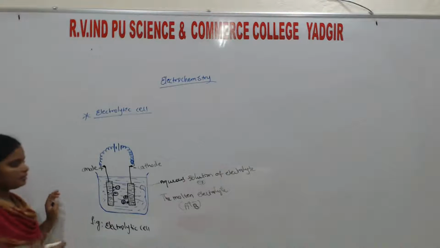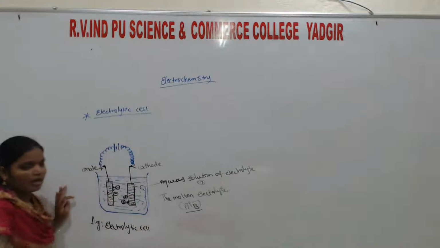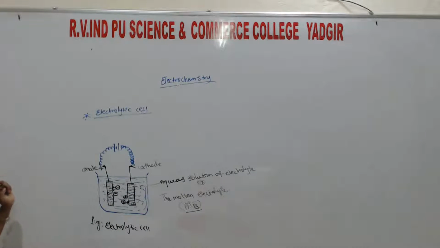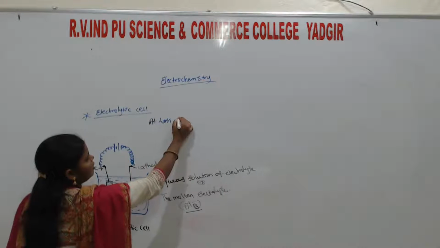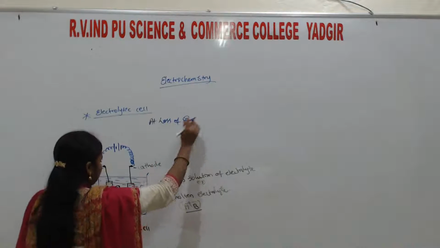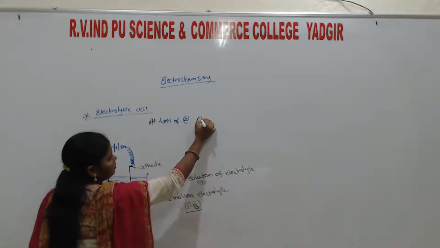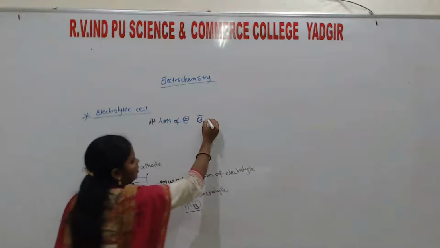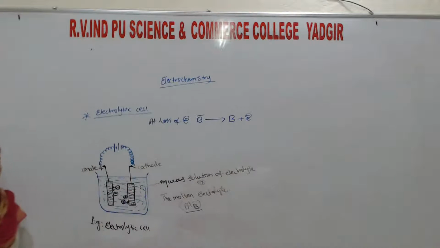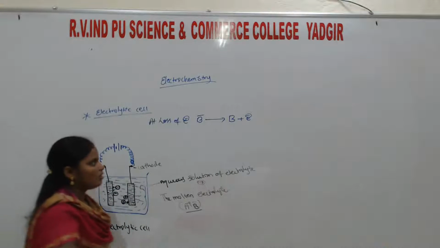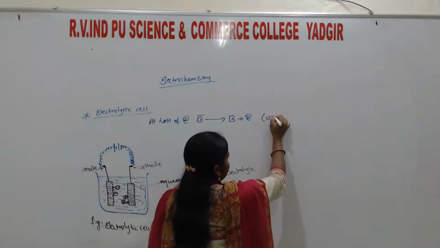Here you take A positive and B negative. There is loss of electron at the anode: B minus loses an electron to give B plus electron. The loss of electron is known as oxidation.